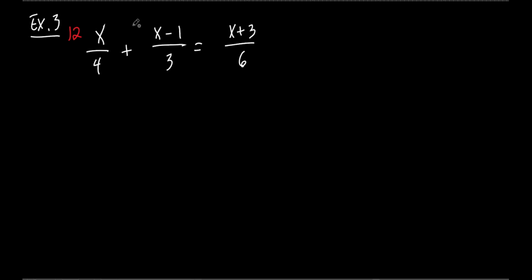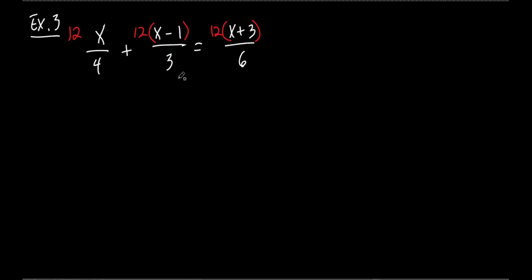So what I'm going to do is multiply everything by 12. Since 4, 3, and 6 all divide into 12, what's going to happen with that 4, 3, and 6? They're all going to cancel out, right? That's the whole reason we're doing that. And I multiply this by 12. Does that make sense?